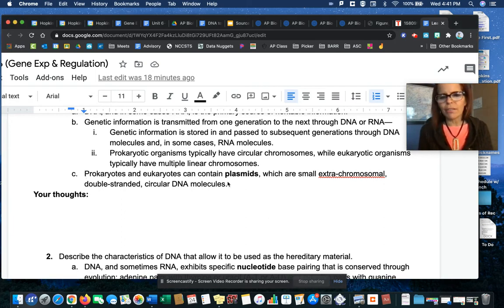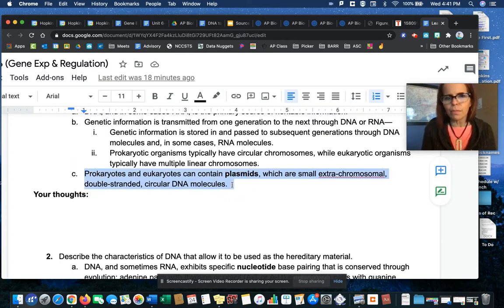Prokaryotes, usually we don't hear about this in eukaryotes, but prokaryotes can contain plasmids, which are small circular pieces of DNA. And those are the ones that get copied and passed during conjugation. So just be aware of that. That's not as common in eukaryotic DNA as it is in prokaryotic DNA, but lots of bacteria have plasmids, and those plasmids end up being super important in genetic engineering experiments and in transformation.